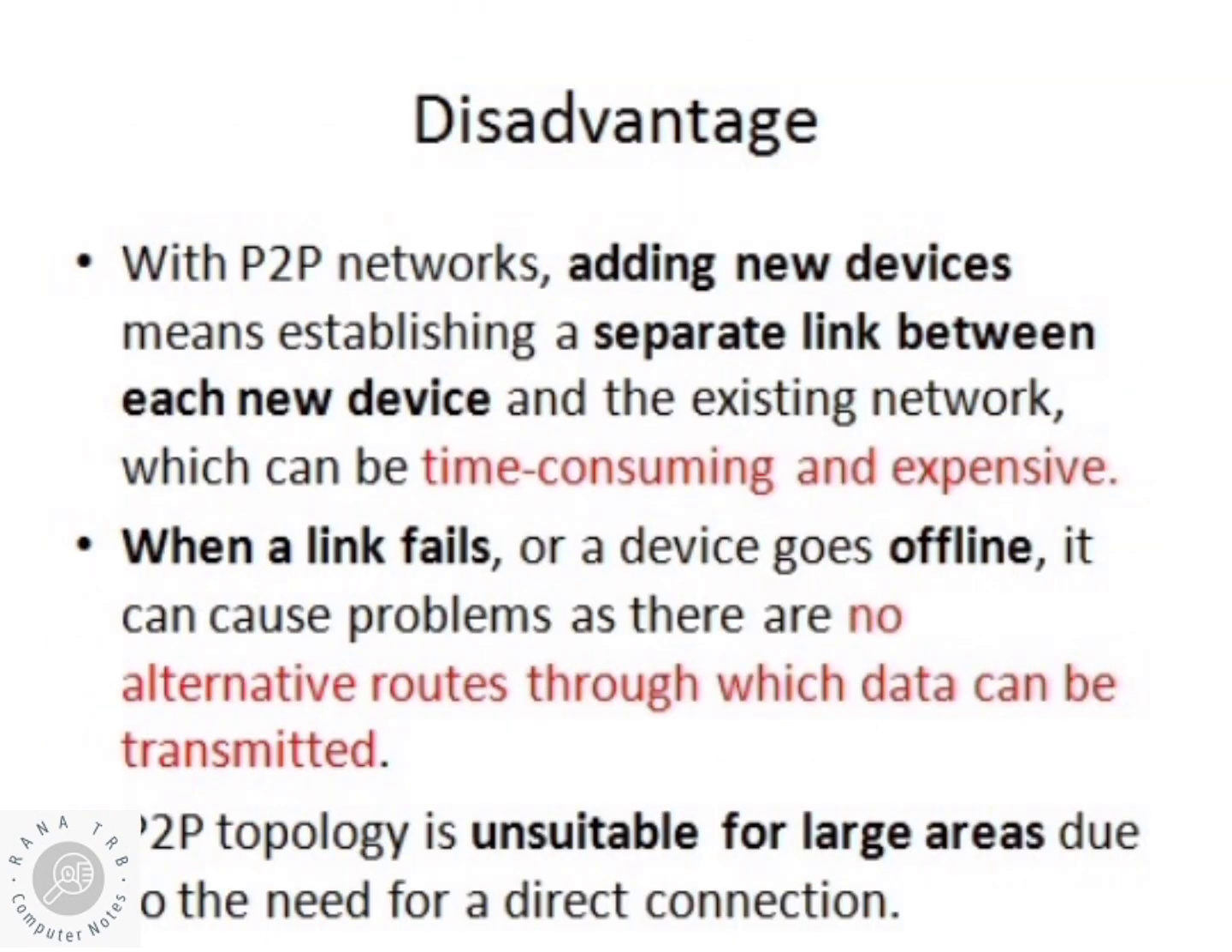The disadvantages and drawbacks of this point-to-point network: adding new devices is a little time-consuming and expensive. When transferring data through the link, if the link fails or any one of the devices goes offline, it will disturb the transmission of data, and this is unsuitable for large area networks because of connecting the cables.